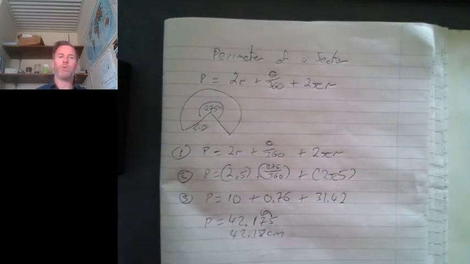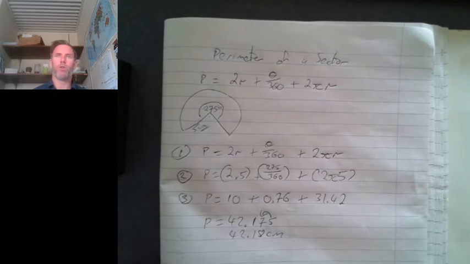So that's the 3 concepts we cover in the reviewing measurement lesson. So we've looked at perimeter of a basic shape, we looked at circumference of a circle, and we looked at perimeter of a sector. Hope this helps.